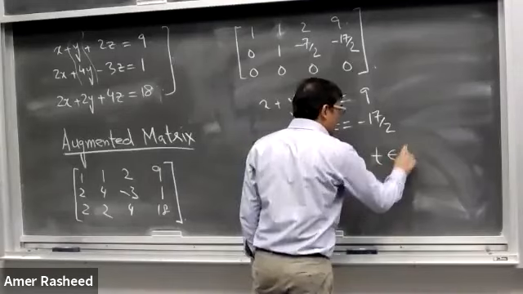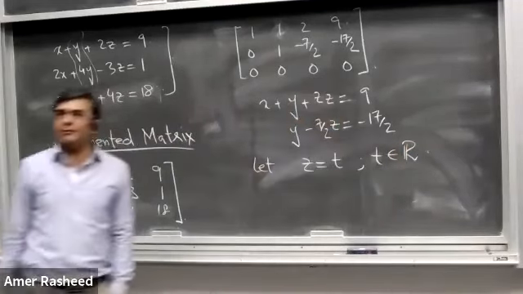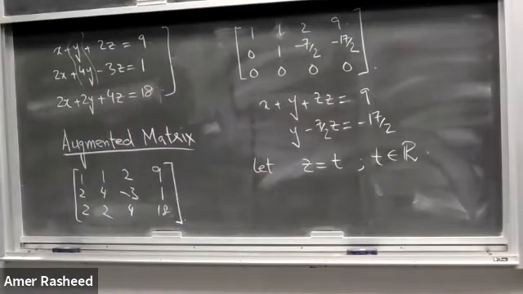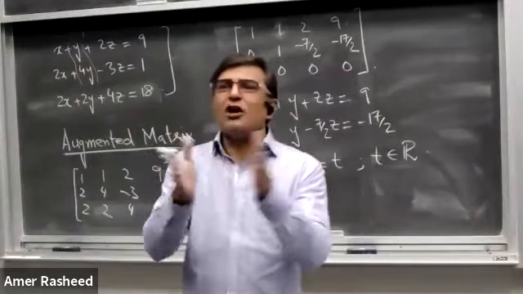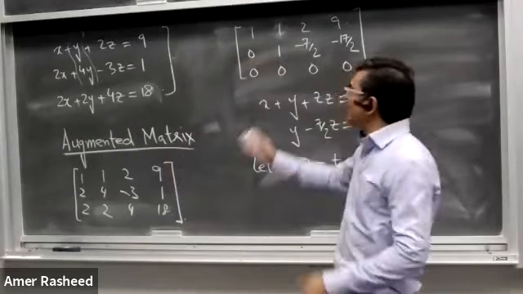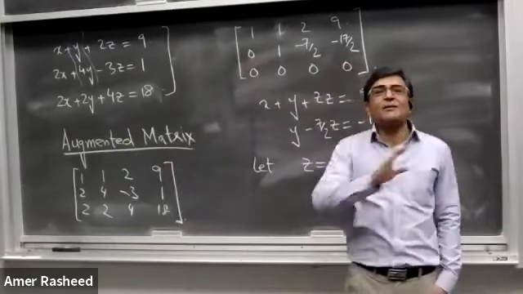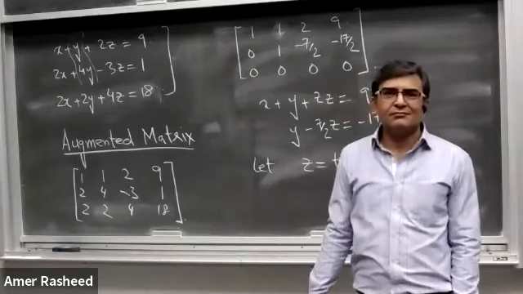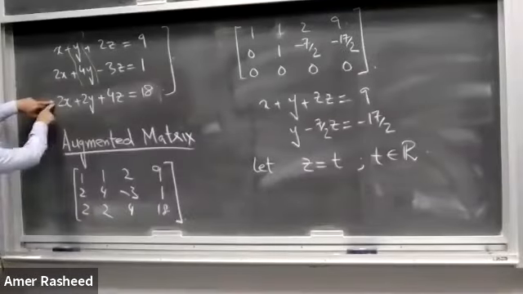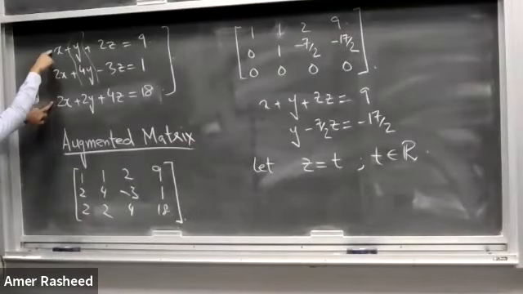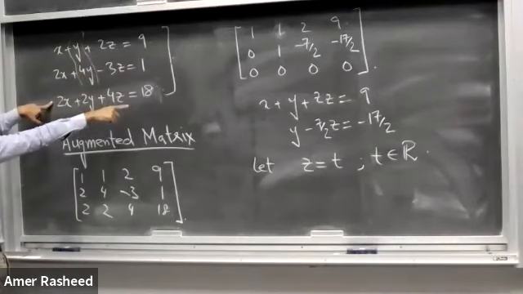Let z is equal to t, where t is some free variable. In this case, basically your two planes are on top of each other. That's why the equation of the third plane has vanished. If you notice, I have written the third equation as a constant multiple of the first equation. If you multiply the first equation by 2, you get the third equation.